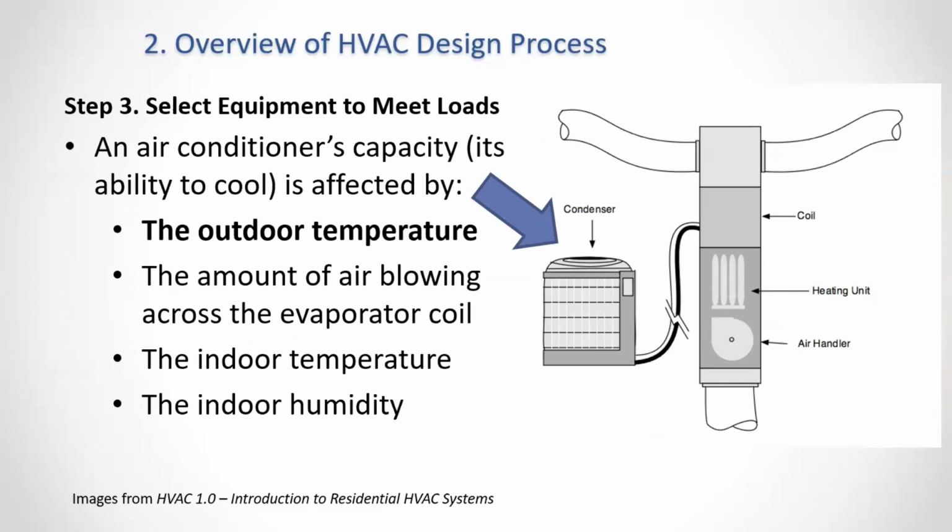And the thing you have to be careful about is there are basically four things that'll affect the capacity of an air conditioner. The main one is the outdoor temperature. How hot it is outside will determine how much capacity that air conditioner will give you. So you have to take that into account. The amount of air blowing across the evaporator coil has a big impact on capacity. The indoor temperature that you're trying to cool it down to has a big impact. And then the indoor humidity.